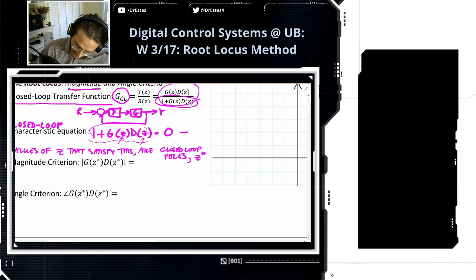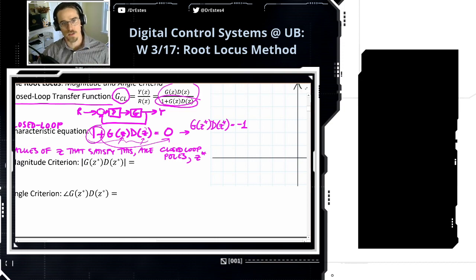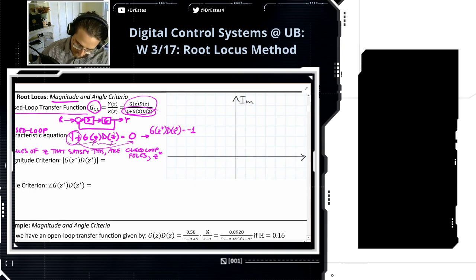So that means that if I take the product of G(z) evaluated at z star, and D(z), that should be equal to minus one, because 1 plus G(z)D(z) is equal to 0. So if I bring the 1 over to the other side, it's equal to minus 1. So this is where the magnitude and angle criteria comes in.